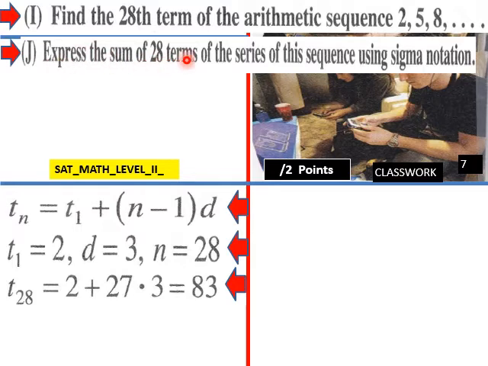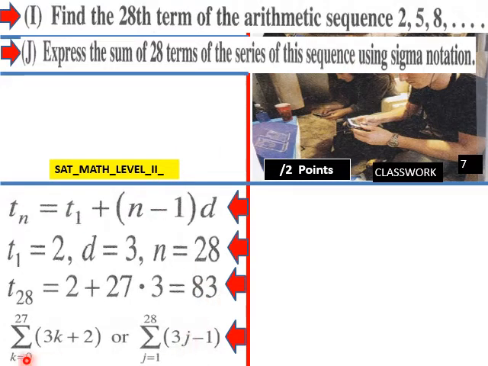J, express the sum of 28 terms of the series of this sequence using sigma notation. To use sigma for that, 27 would be our upper limit, k would equal 0, 3k plus 2. This would be our 3k plus 2 here, where term 1 is 2. Or, 28 with j equals 1, 3j minus 1. That'd be another way of going at it, multiplying by 3, 3j minus 1 instead of our 3k plus 2. That would be another way of finding the summation.